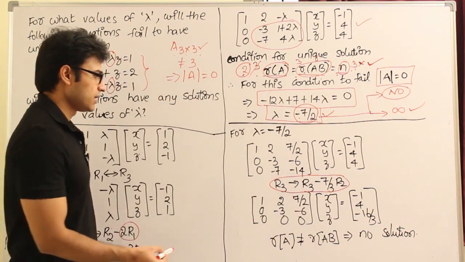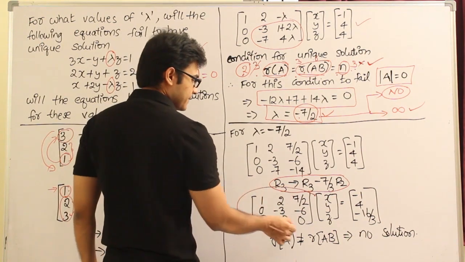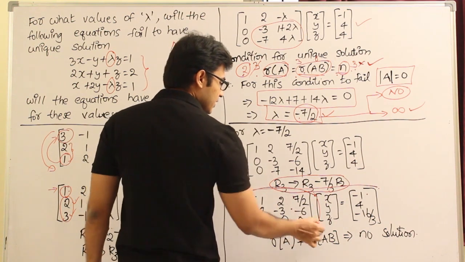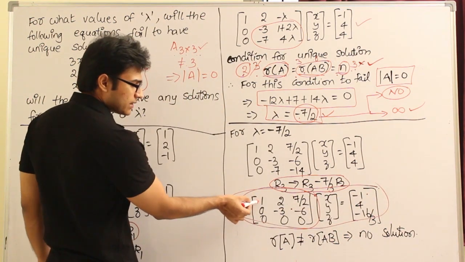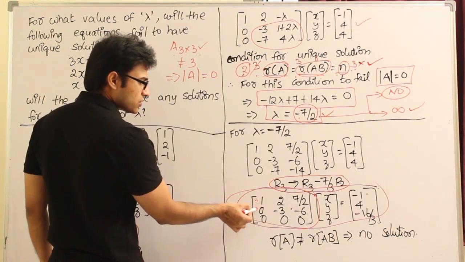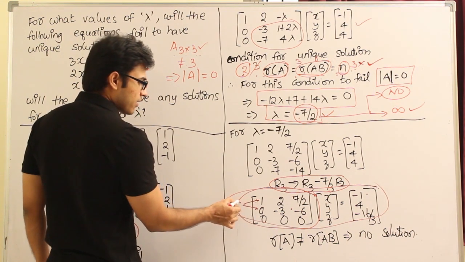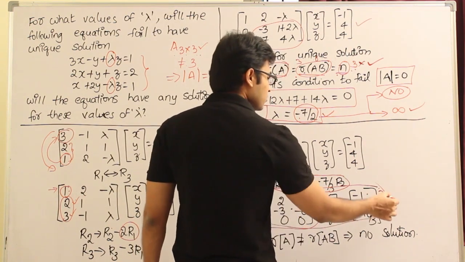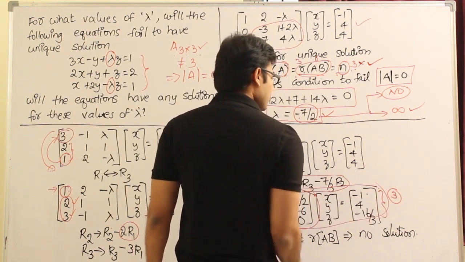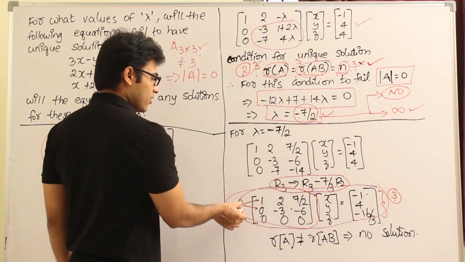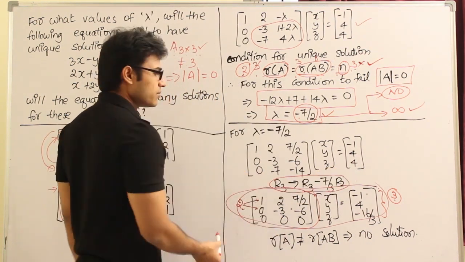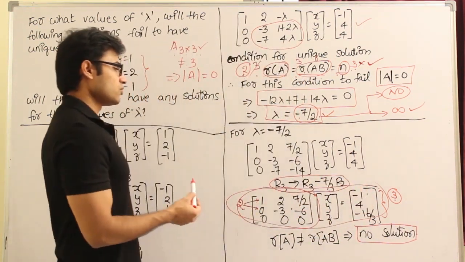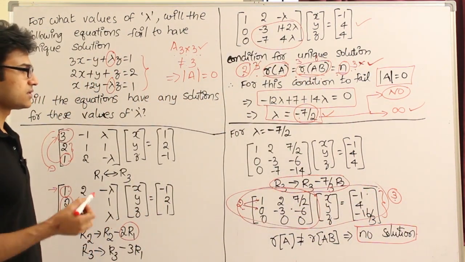So now observe this. This is A, and when I combine with this one, it is going to be AB. Now it is very clear that in A, the number of non-zero rows are 2. Therefore, rank of A is 2. And in AB, the number of non-zero rows are 3. Therefore, rank of AB is 3. Rank of A is not equal to rank of AB. Therefore, we can say that there is no solution, which means the system is inconsistent.